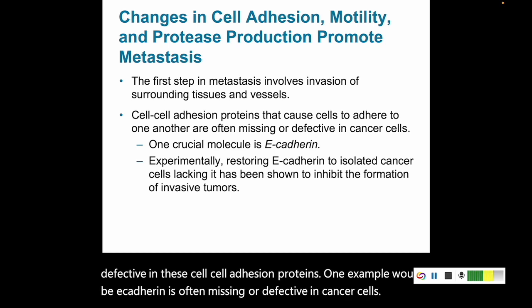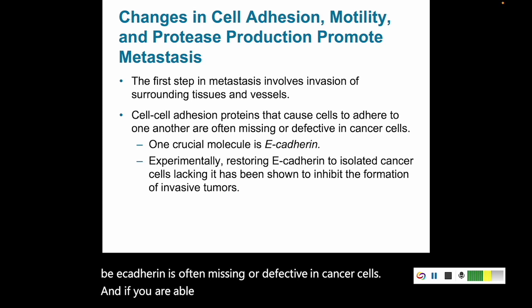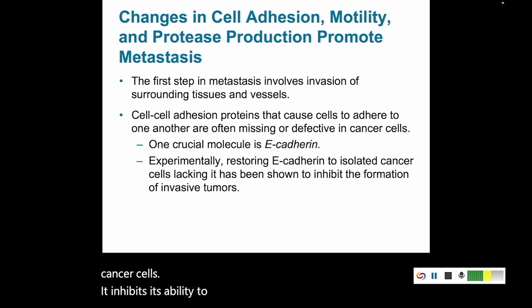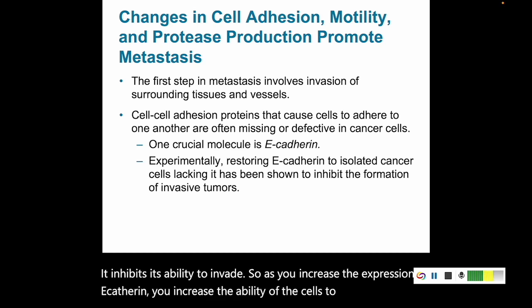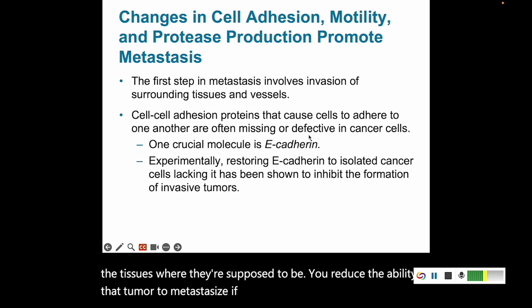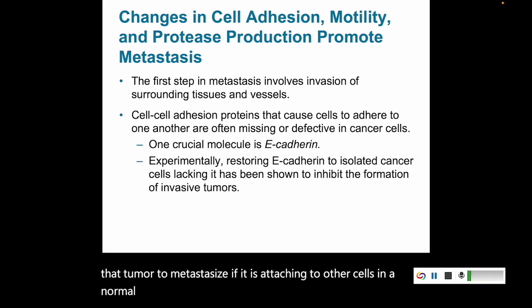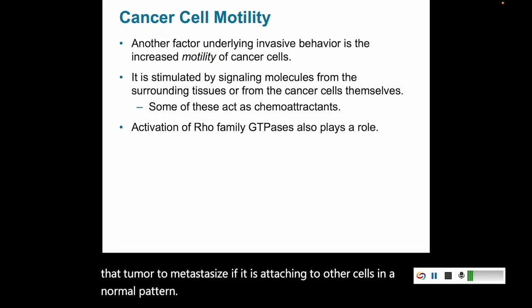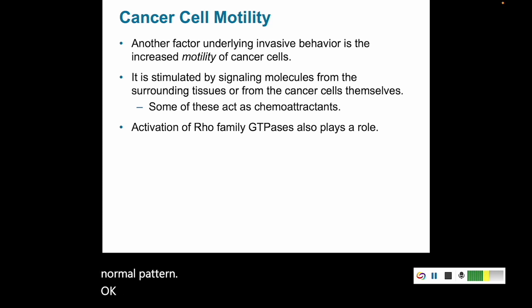And if you are able to restore E-cadherin expression in the cancer cells, it inhibits its ability to invade. So as you increase the expression of E-cadherin, you increase the ability of the cells to adhere and stay in the tissues where they're supposed to be. You reduce the ability of that tumor to metastasize if it is attaching to other cells in a normal pattern. Okay, so it has to be able to attach or detach.